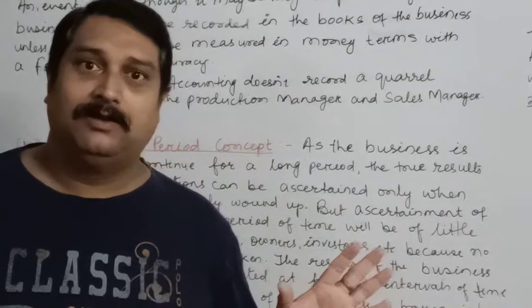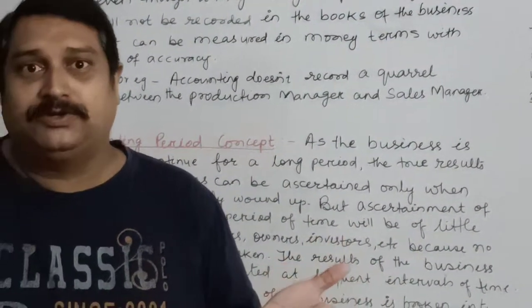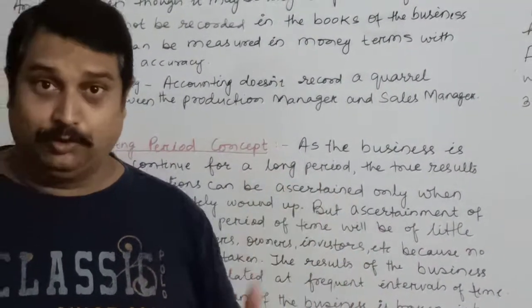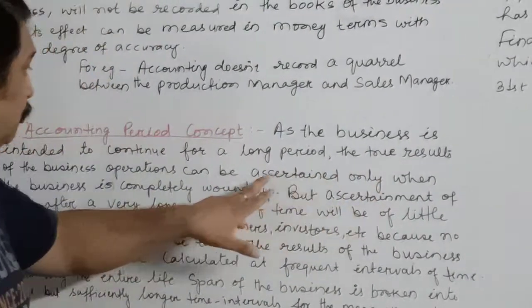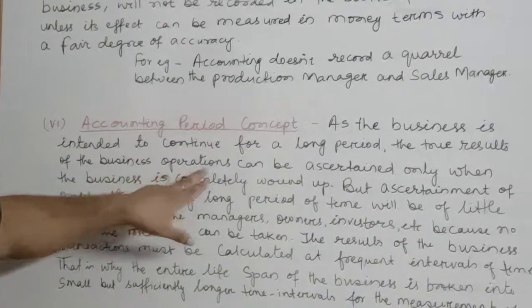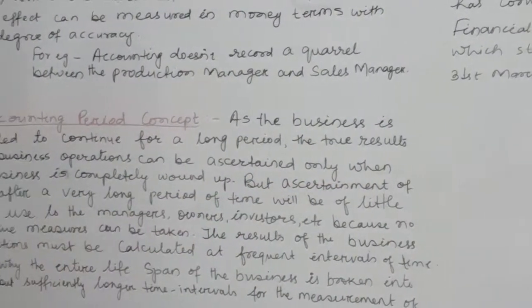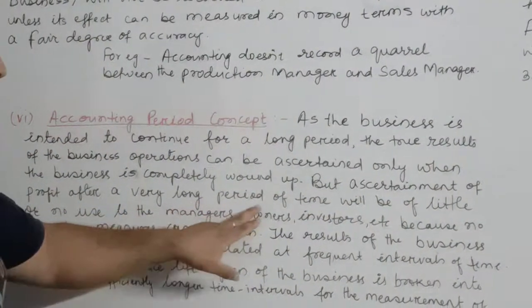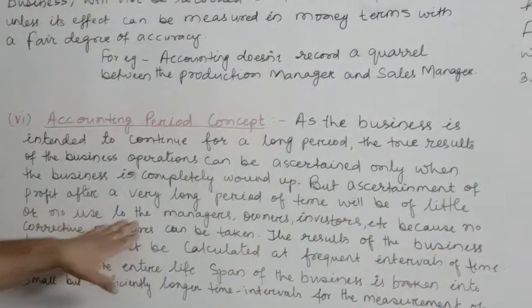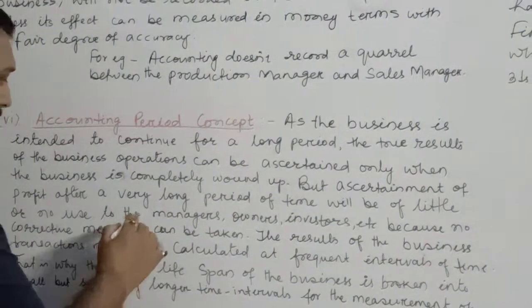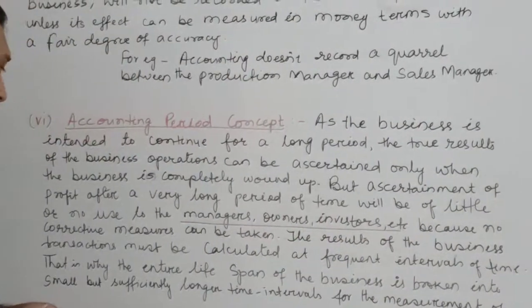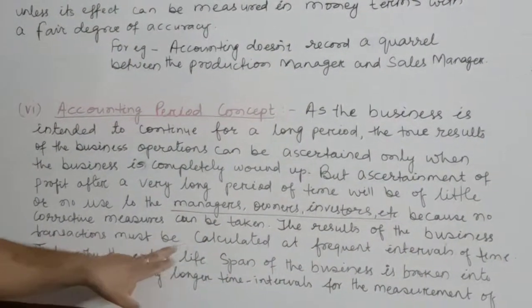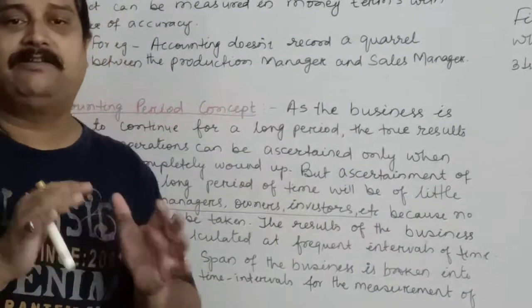My capital has gone, there is no product left in the business because of the loss, and I'm completely ruined. So that is what it says, that the true results of the business operations can be ascertained only when the business is completely wound up. But ascertainment of profit after a very long period of time will be of little or no use to the managers, owners, investors, or the other users of accounting, because no corrective measures can be taken. So the result of the business transactions must be calculated at frequent intervals of time.